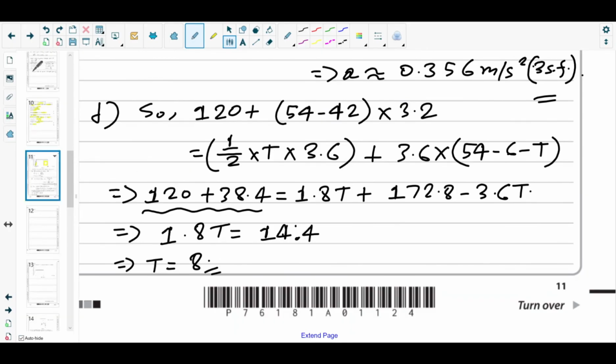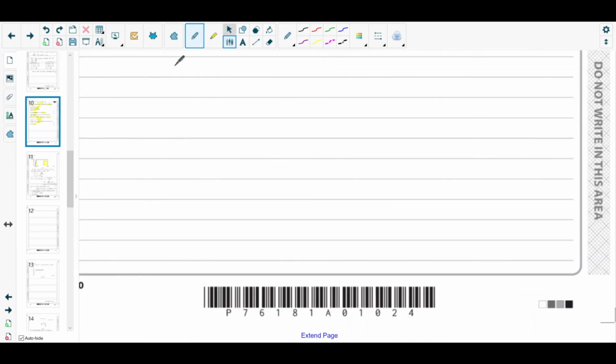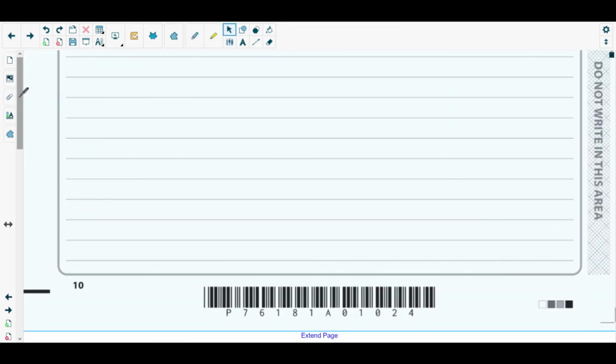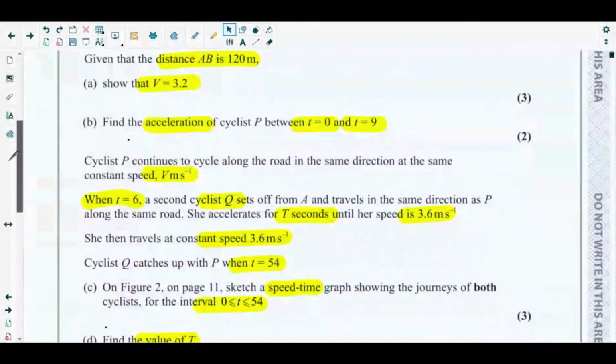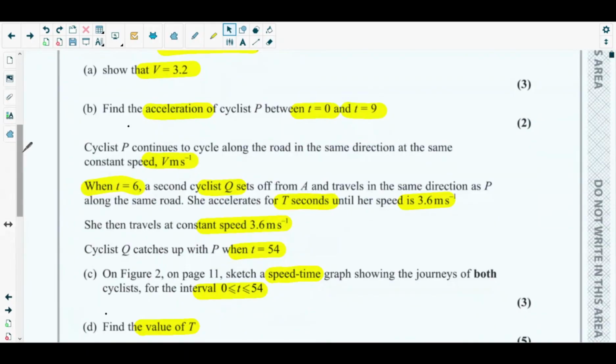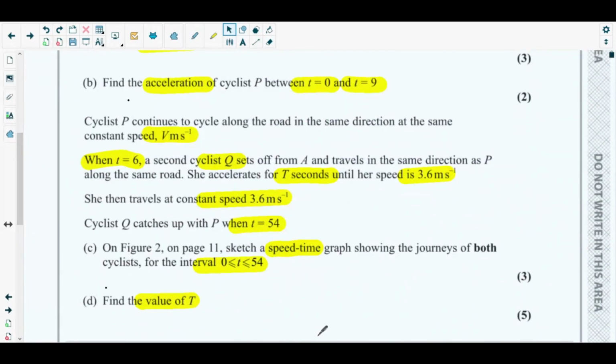So the value of t is exactly 8, and that's exactly what part D of question number 4 from the M1 October 2024 paper has asked for, and that's the end of question number 4.